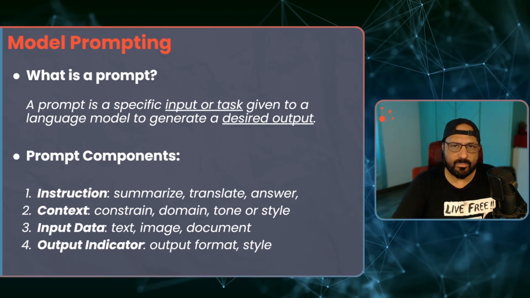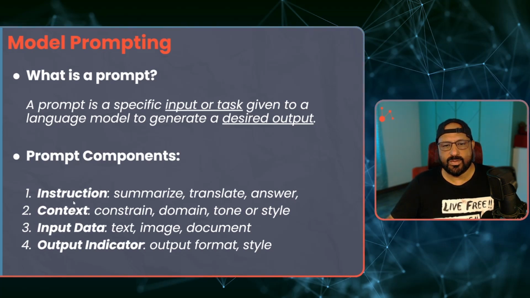And prompts can be divided into four sections, and the better you structure it this way, the better output you are going to get. So first part is obviously the instruction, what you want the model to do. So it could be like summarize, translate, or answer this question, right? Clear cut instruction. Secondly is the context. So constraint, domain, tone, style. You can say that, okay, you should be funny, or you should be professional, or you constrain it. Like in the soccer example, we said that you should be answering only questions related to soccer. So you are giving a clear cut context to the model along with the instruction.